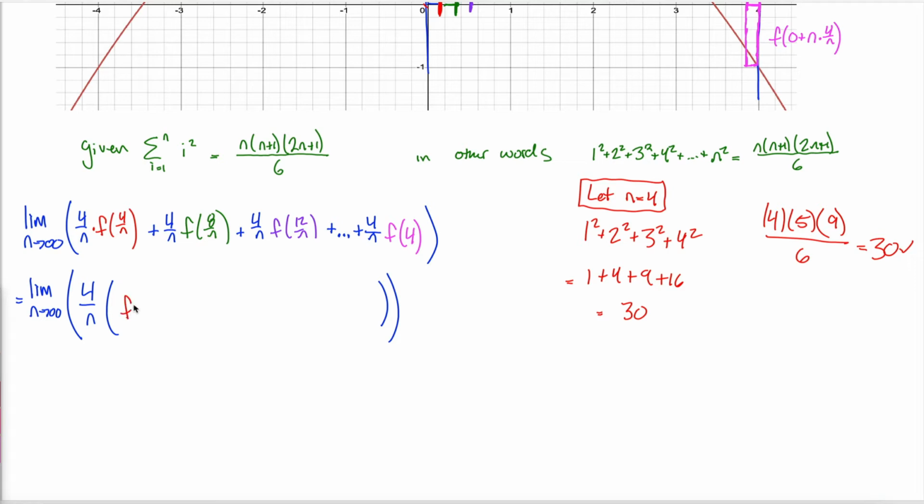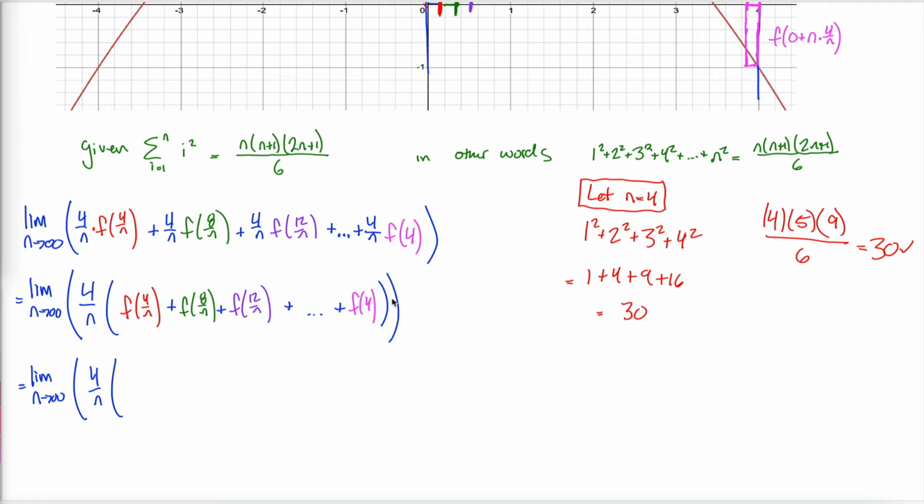Well, I'd have an f of 4 over n left over from my first term, and f of 8 over n left over from my second term, f of 12 over n left over from my third term, f of 16 over n from the fourth term, f of 20 over n from the fifth term, and so on, all the way until I got to f of 4, my very last term. A lot of letters floating around, so this is really intimidating to look at. Maybe we can get rid of one of those letters.